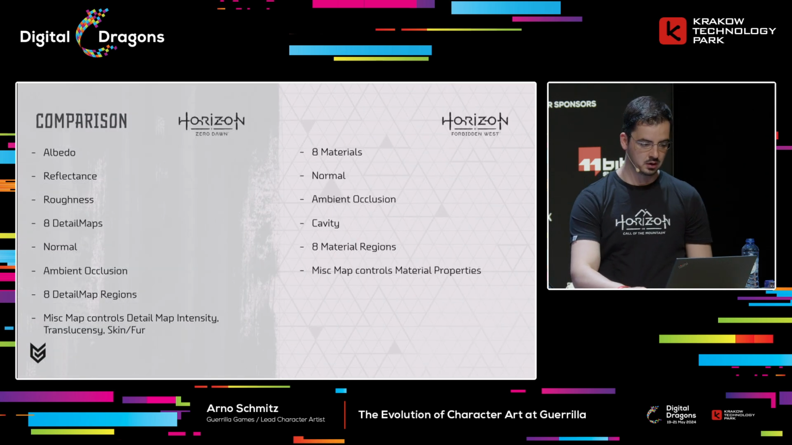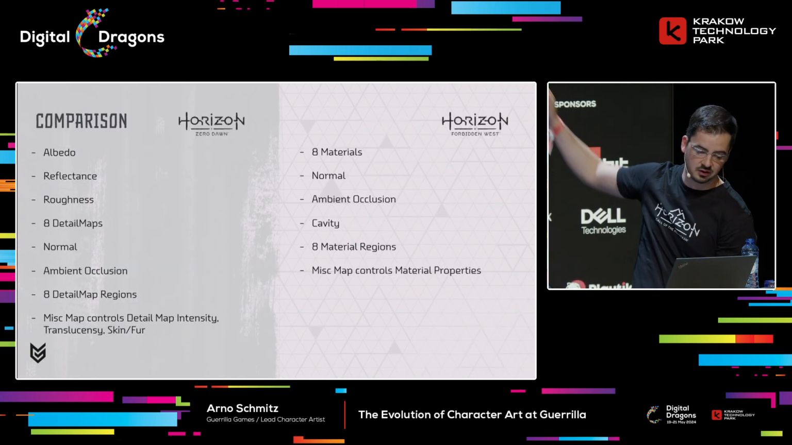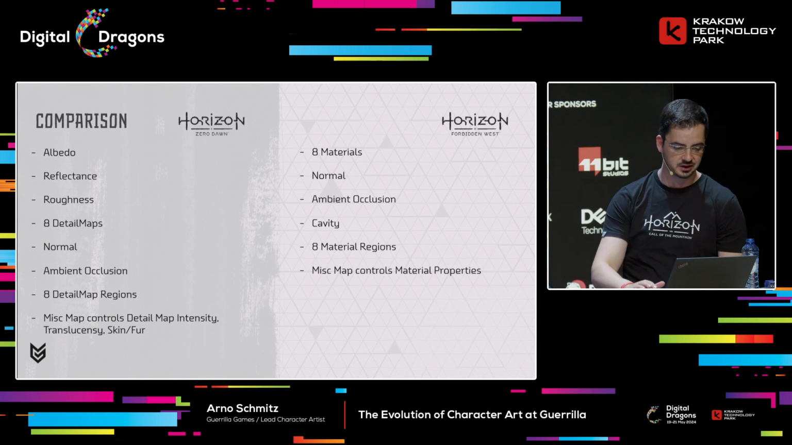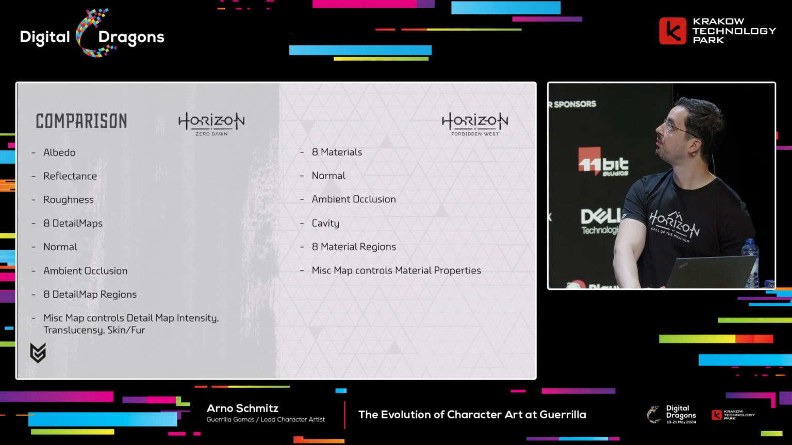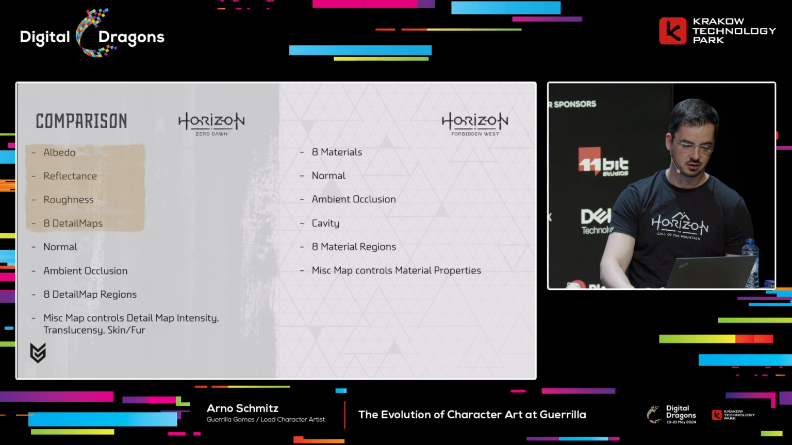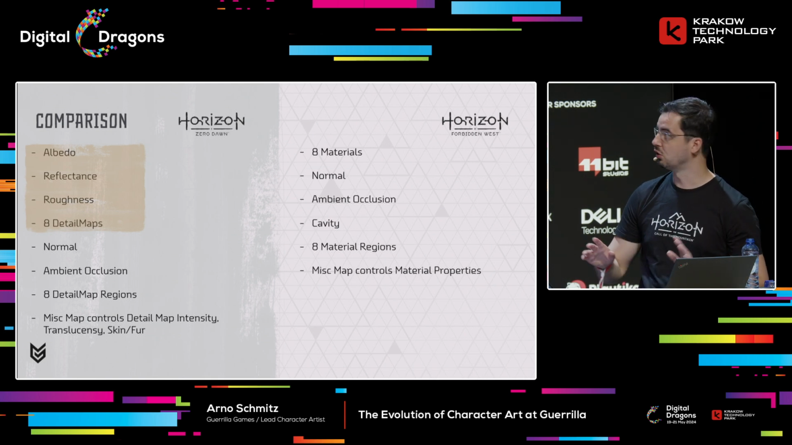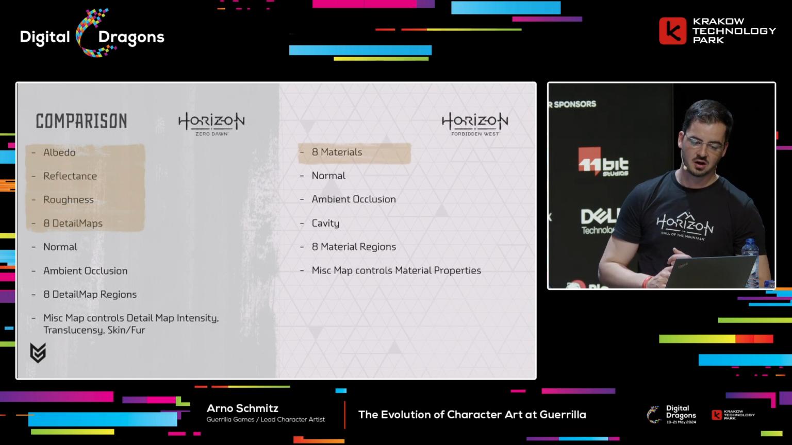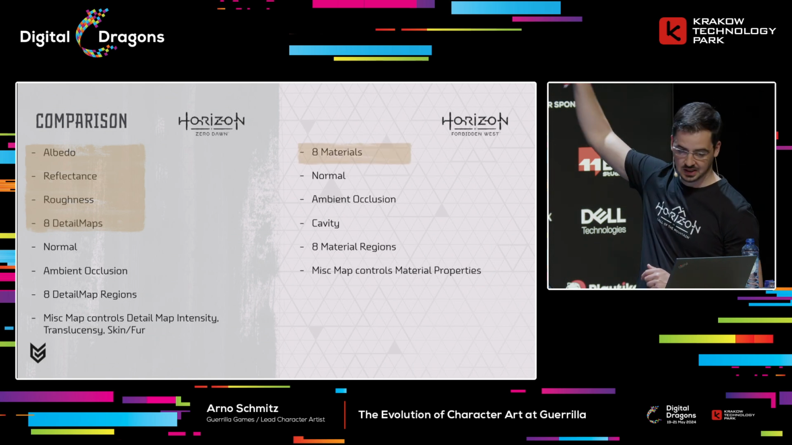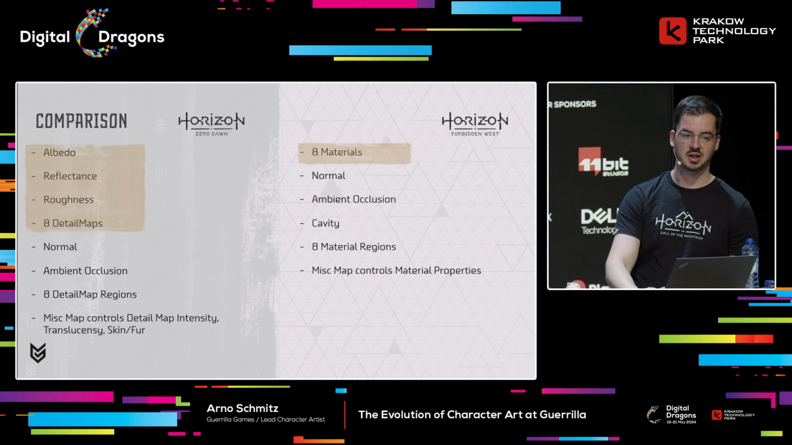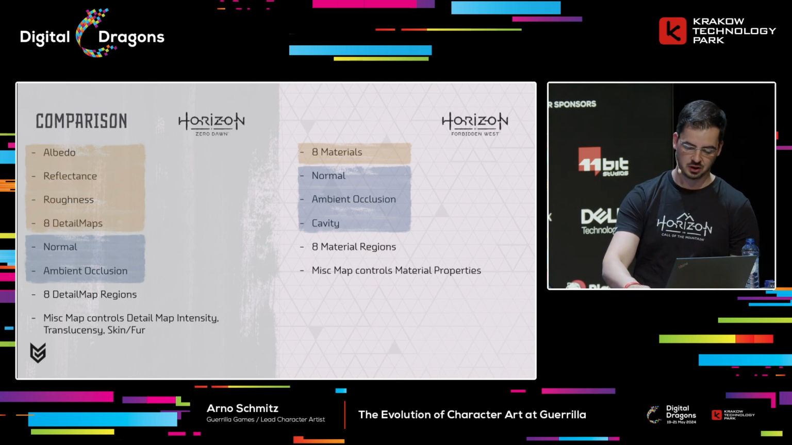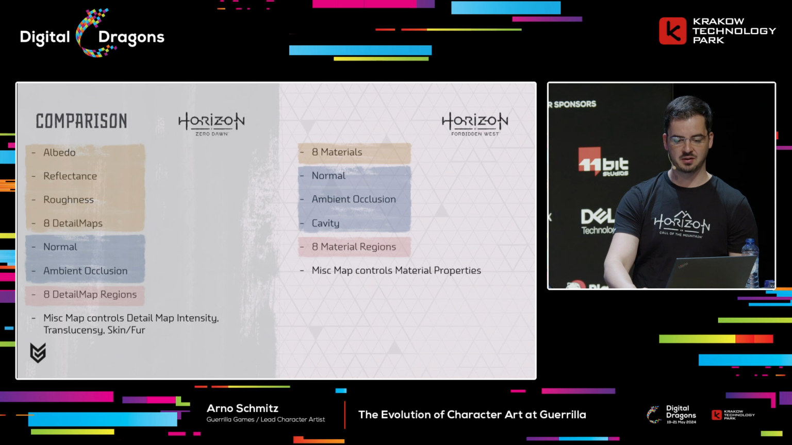So then here I'm just going to combine the workflows to give you analogies. With Zero Dawn on the left, Forbidden West on the right. So the traditional maps, such as albedo, reflectance, roughness, are now gone. They are essentially embedded into the 8 materials and are controlled directly in the shader. We still rely on baked out data maps marked in blue to get all the information from the high poly. And we still need a map to drive those 8 material regions.